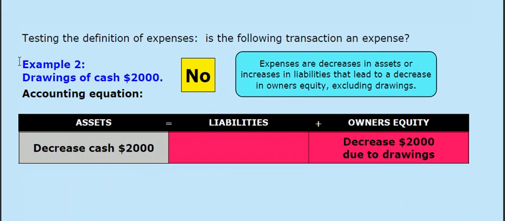Another example, drawings of cash $2,000. Let's see whether or not this fits the definition of an expense, which is decreases in assets or increases in liabilities that lead to a decrease in owner's equity, excluding drawings. Well, if the owner takes $2,000 cash out for their own private use, certainly assets will go down, in this case by $2,000, so part of the definition is met, decreases in assets. And it will also lead to a decrease in owner's equity because drawings is a negative owner's equity item. So it must be an expense? No, because the definition excludes drawings. It cannot be an expense.